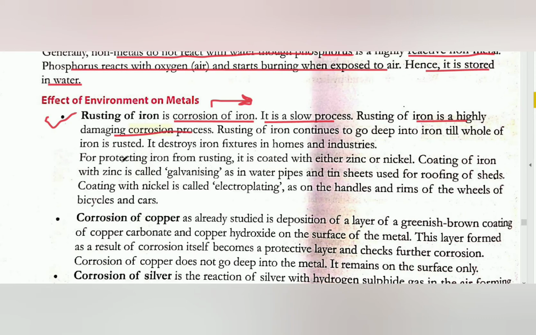So to protect from rusting, we have to coat it with zinc or nickel. This coating of iron with zinc is known as galvanization. Particularly water pipes, which are made of iron, we have to galvanize to make them cost effective. And tin sheet is used for roofing of sheds. Coating with nickel is known as electroplating. This can be seen in the handles of bicycles or in cars.